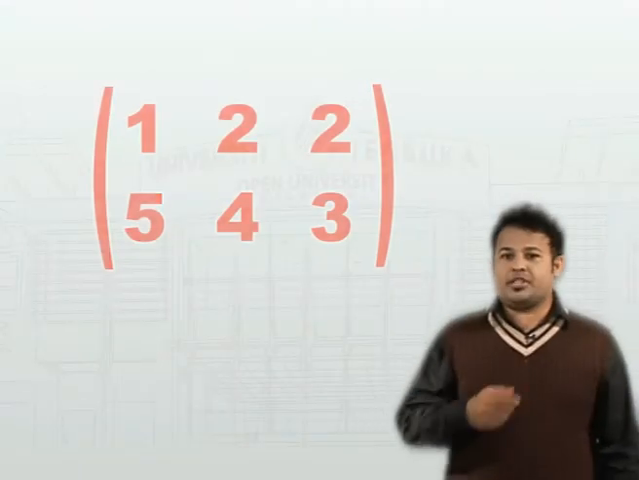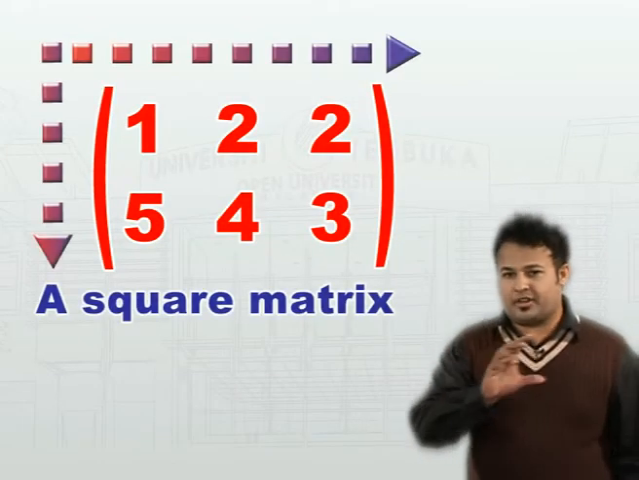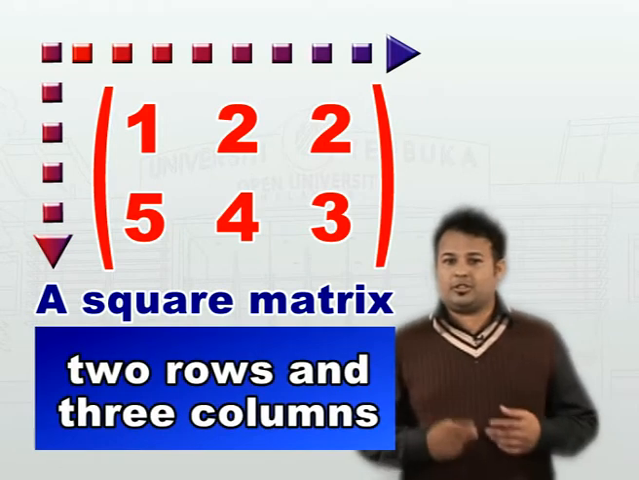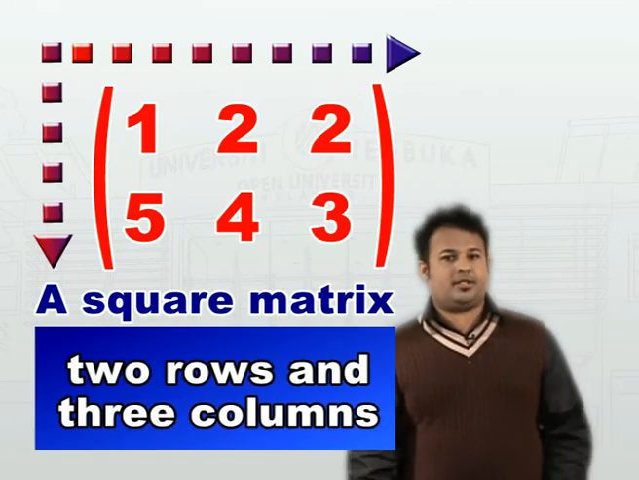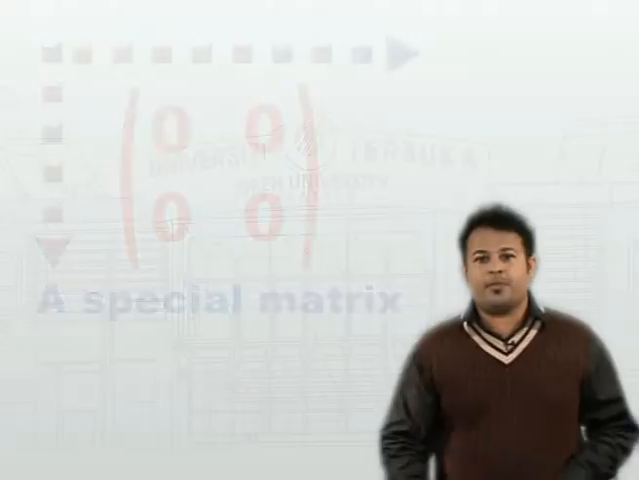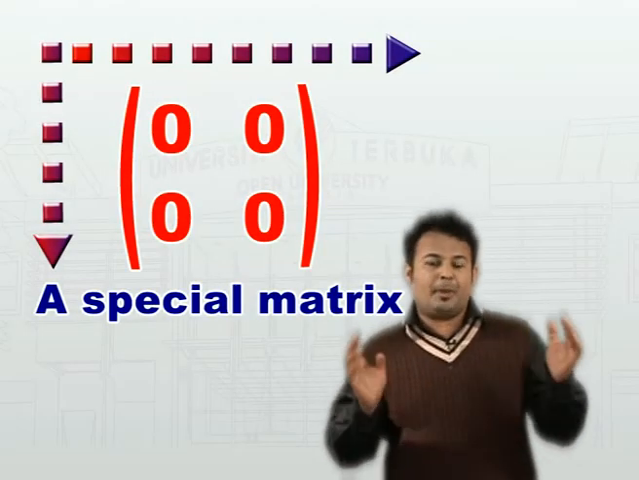A rectangular matrix will look like this, which is also known as a 2 by 3 matrix. It has 2 rows and 3 columns. On the other hand, a zero matrix occurs when all elements of the matrix are equal to 0. This is an example of a special matrix.